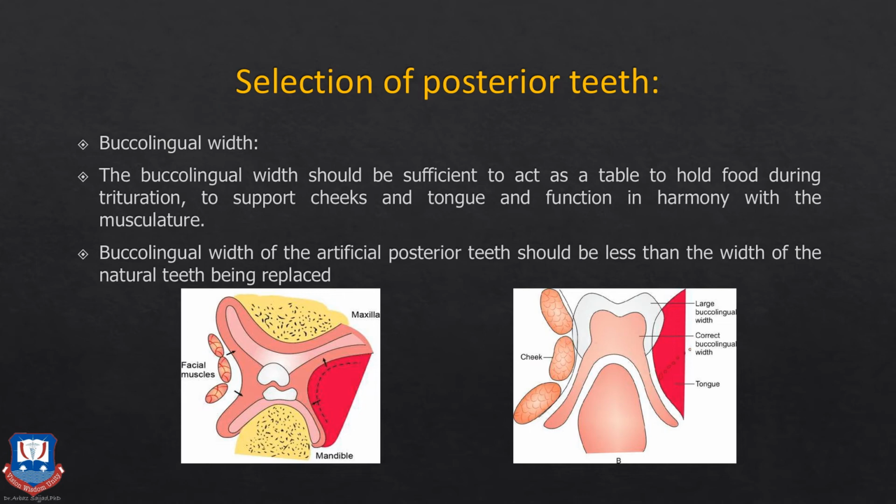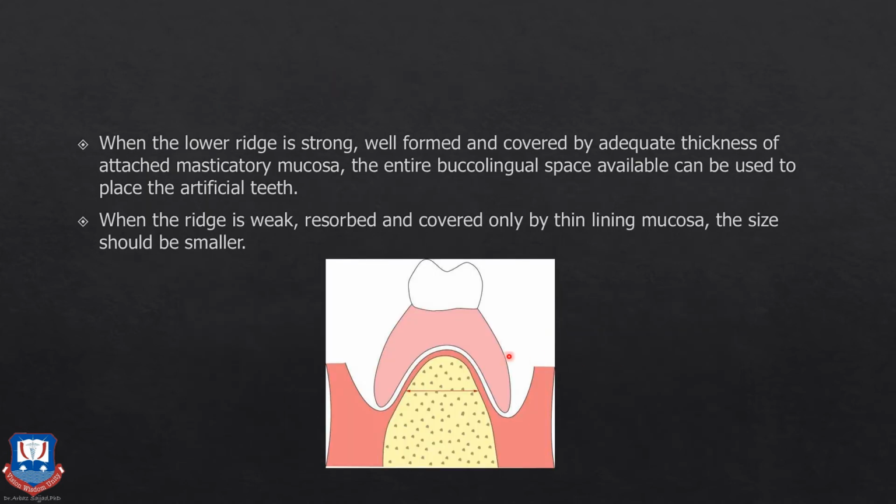Next, when the lower ridge is strong, that is, we have tall, well-rounded ridges which are sufficiently covered by thick stratified squamous epithelium or the attached gingiva, then we can afford to have teeth which are larger in their buccolingual width. But if we have knife-edge ridges or flabby ridges, then we cannot have larger teeth. We should select the buccolingual width based on a smaller tooth mold.